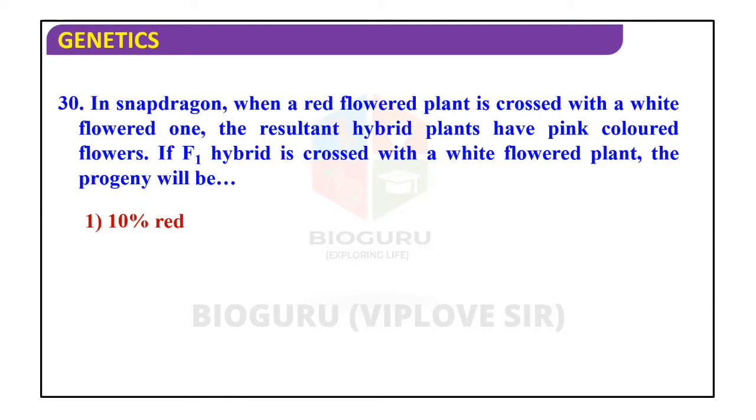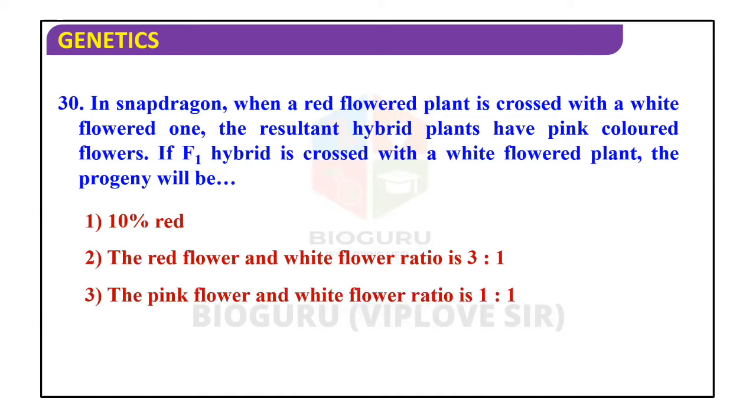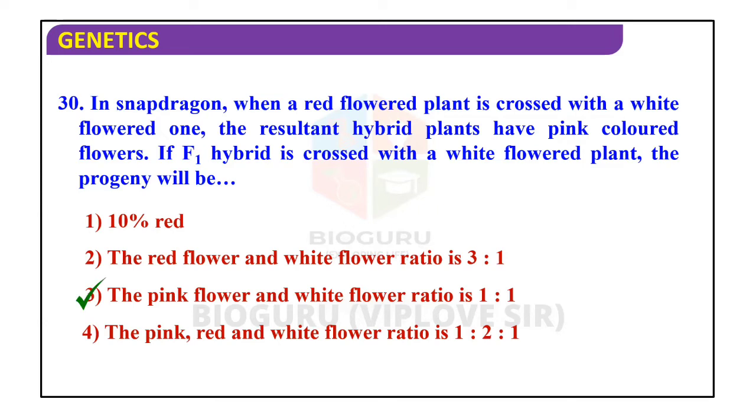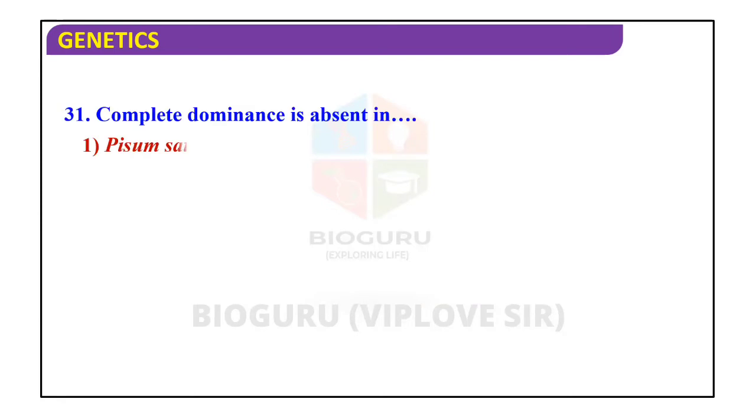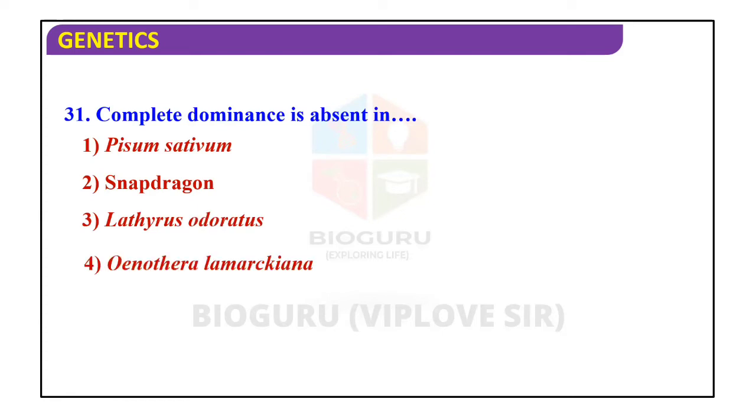If the F1 hybrid is crossed with a white flowered plant, the progeny will be: 100% red, the red flower and white flower ratio is 3:1, the pink flower and white flower ratio is 1:1, or the pink, red and white flower ratio is 1:2:1. Yeah, the pink flower and white flower ratio is 1:1. That's good. Complete dominance is absent in Pisum sativum, snapdragon, Lathyrus odoratus, or Oenothera lamarckiana.